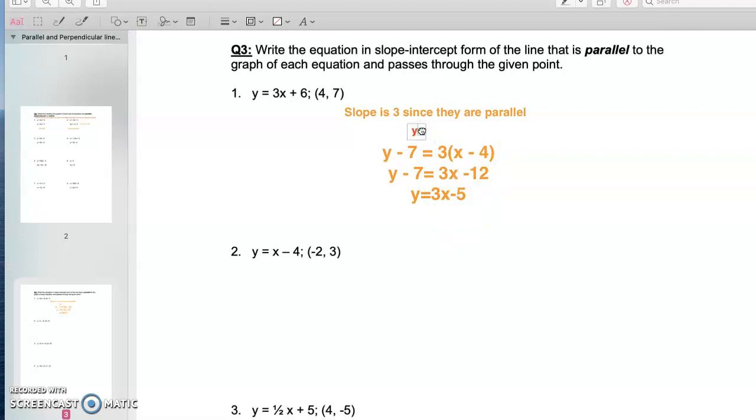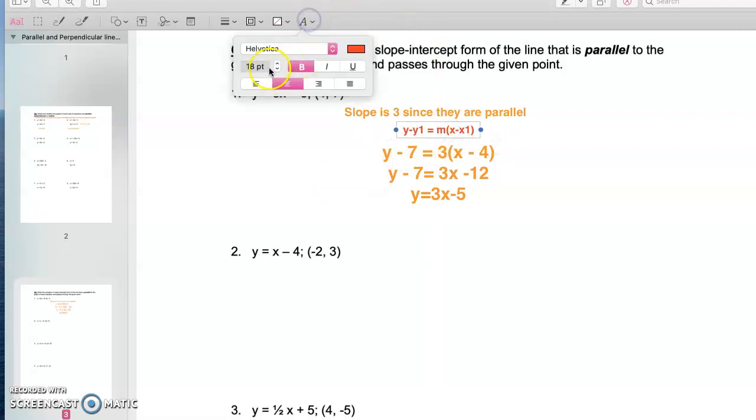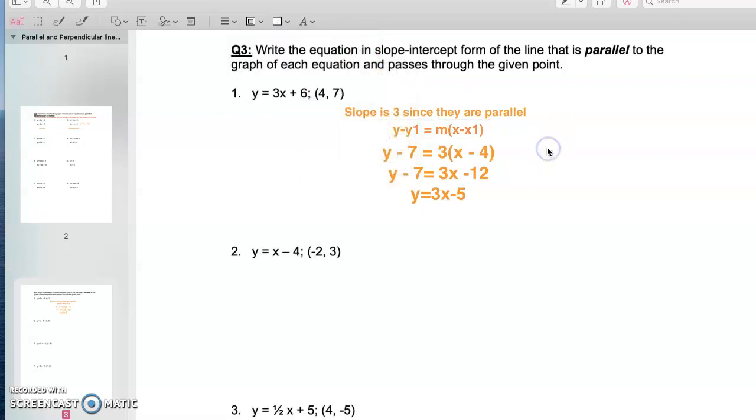I want to do the generic version of this equation. Okay, let's make it a little bit bigger. And I don't really like the red. The red kind of scares me. So I'm switching back over to orange, okay? So again, the original is y minus y1, here is our y1, times m, our slope that we get from the other line, times x minus x1, which is going to be this 4 here, okay?